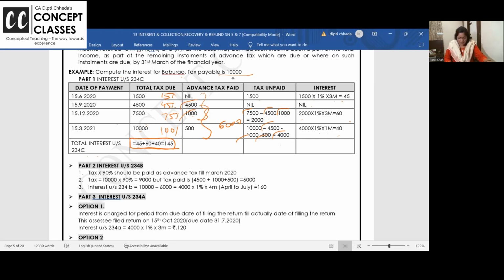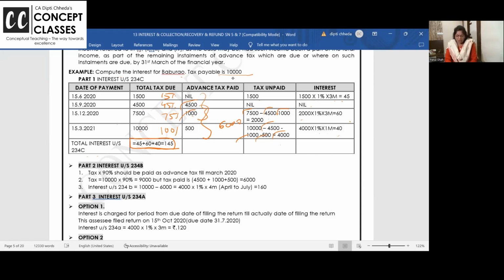All clear? Any doubt? So 234C interest is charged by 15 September. If you don't pay 15%, then for 3 months, 45. December 75%: nil, because he paid. 75% again we charge on the shortfall. Whatever you have paid, why should we charge? 7,500 you had to pay, no? You have already paid like 4,500, 1,000 and all. So we will just charge on the remaining amount.